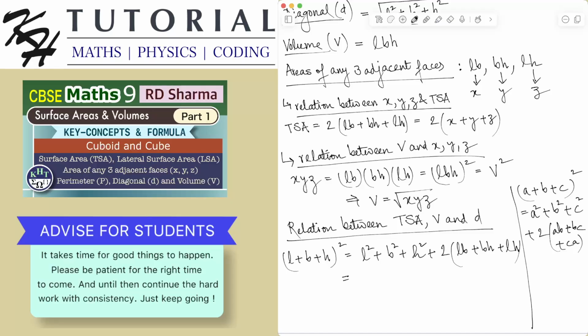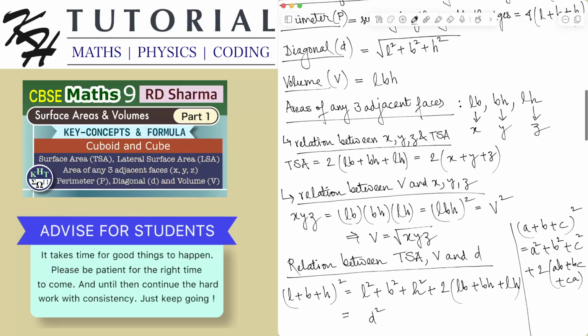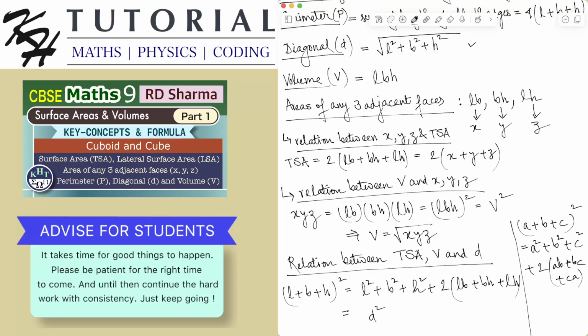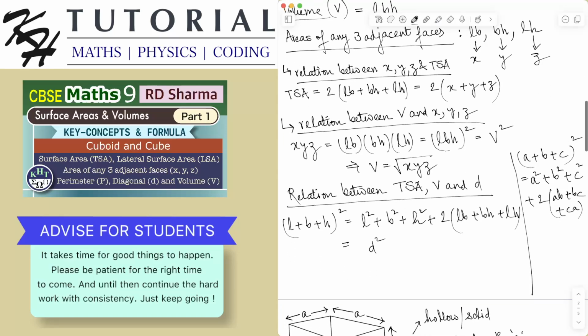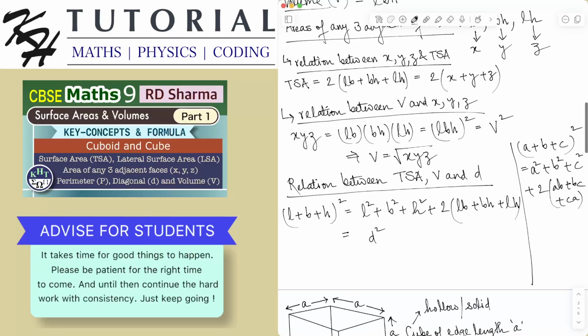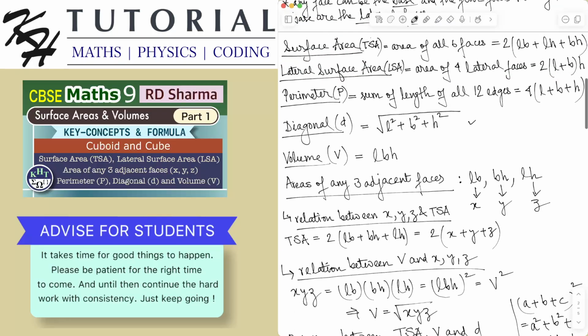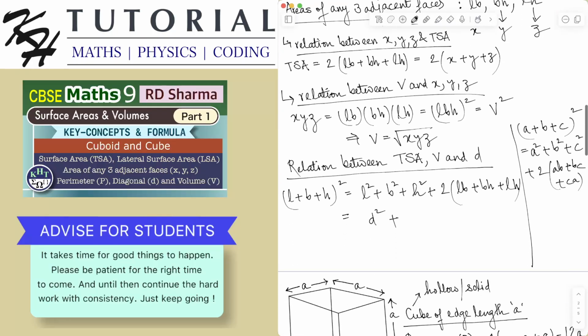Now what is L square plus B square plus H square? You can see it is nothing but diagonal square, because the diagonal D is equal to square root of L square plus B square plus H square. So L square plus B square plus H square is diagonal square. And what is 2 into (LB plus BH plus LH)? It is nothing but the total surface area, TSA.